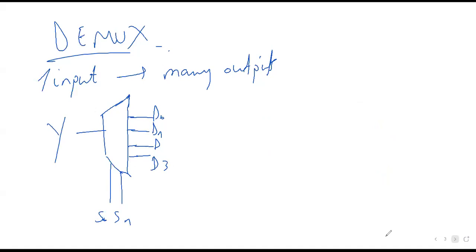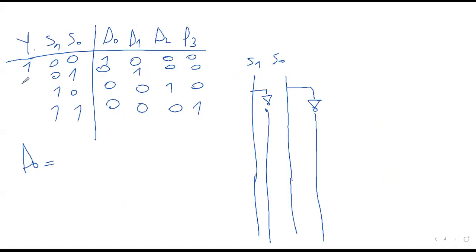So my truth table has an input Y, which is always 1, because you are always receiving information. When it's 0, you're not receiving anything. So you cannot output anything. It stays 1. What is D0? Sum of products. D0 is equal to Y, S0 bar, S1 bar. What is D1? D1 is equal to Y, S0, S1 bar.